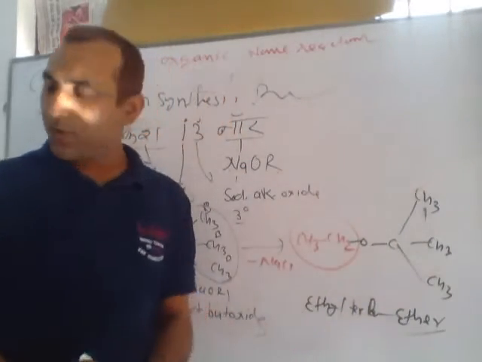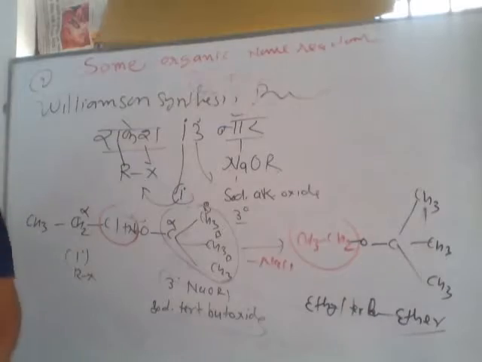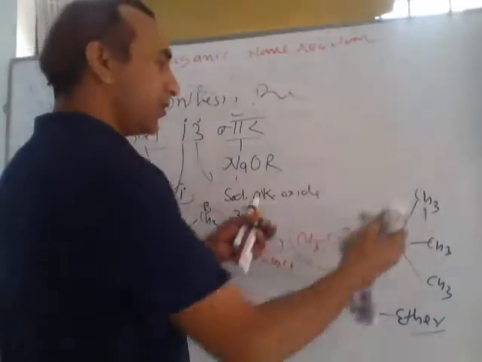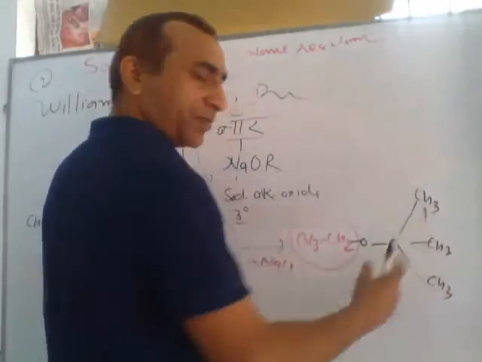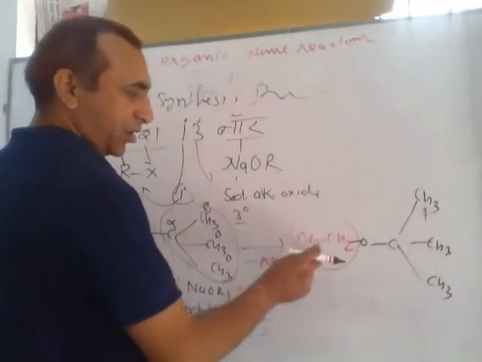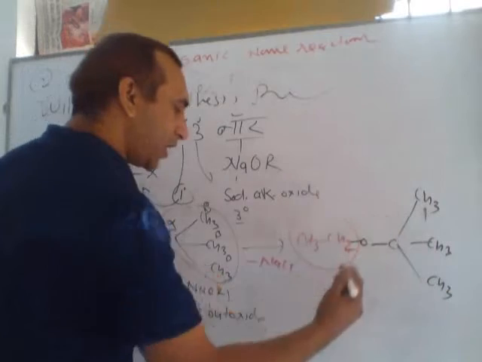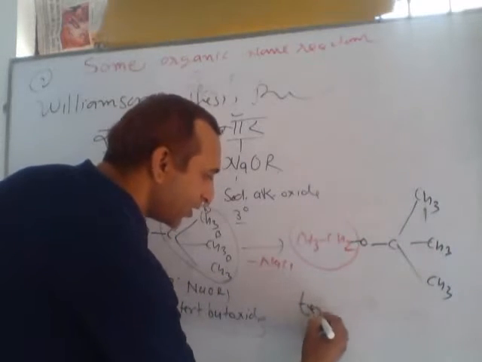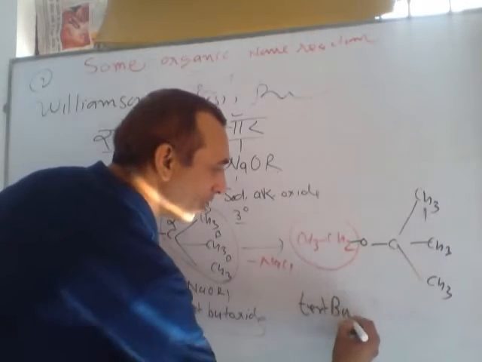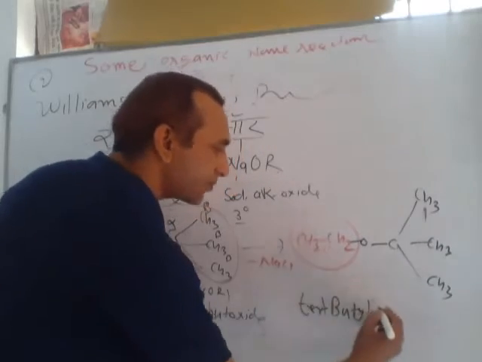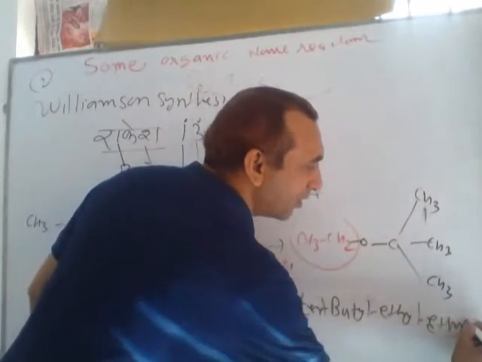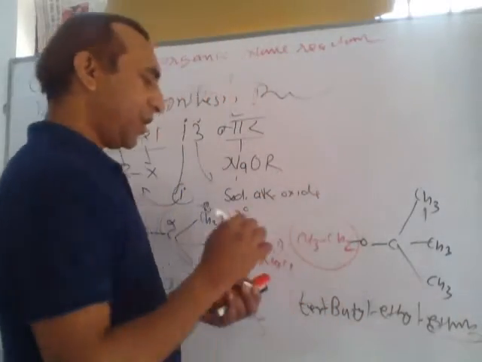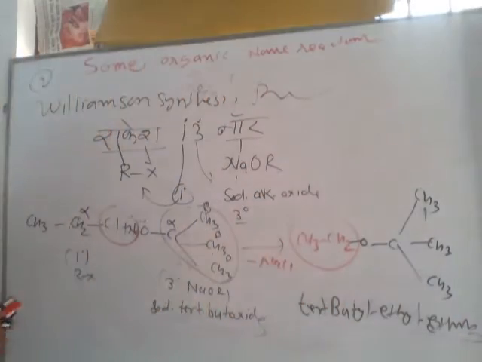But for correctness, we should write these alkyl groups in alphabetical order. So this is the wrong name, because butyl, B, comes before ethyl, E. So I am writing here its correct name: tertiary butyl ethyl ether. It is the product, and the reaction is this.